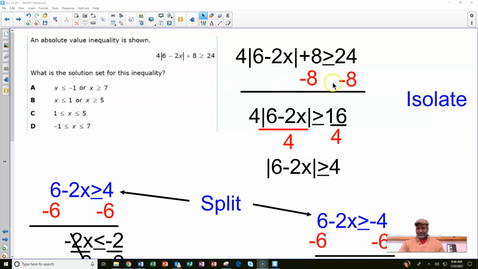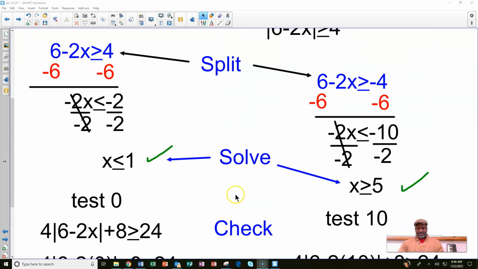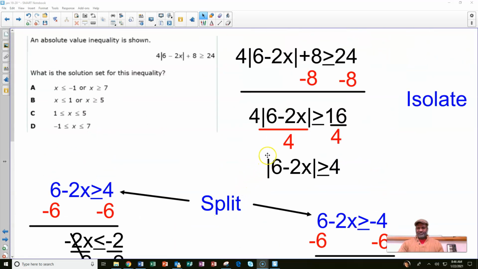Okay, we did 4 steps. The first thing we did was we isolated, then we split, and we solved, and then we check. So let me go through this really quick. You got to get the absolute value, which is 6 minus 2x. That absolute value expression has got to be isolated by itself.